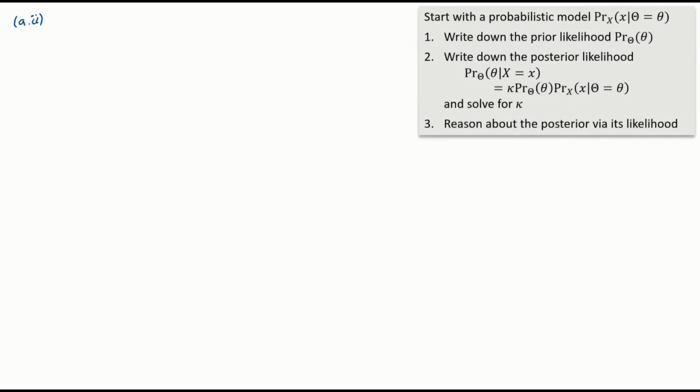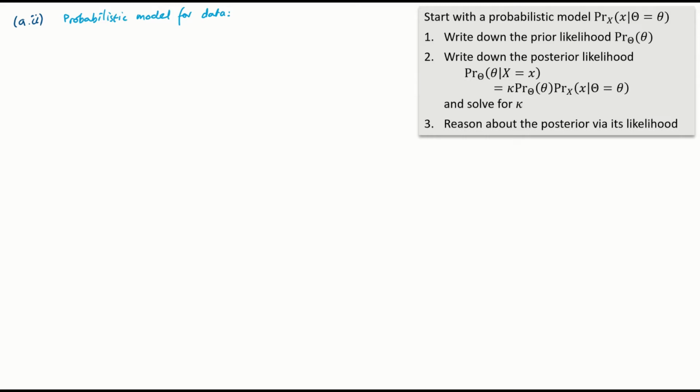Next part. Show that the posterior distribution of theta is Pareto and give its parameters. Okay, this is a question about finding Bayesian posteriors. This is what we had from notes. This is the general procedure for finding a Bayesian posterior. Or at least this is the mathematical version of it. Let's just follow through the steps.